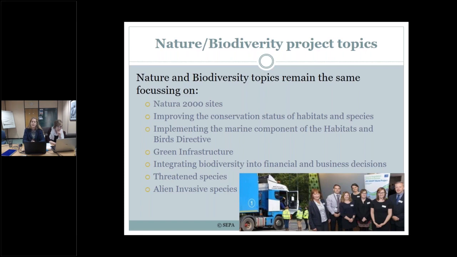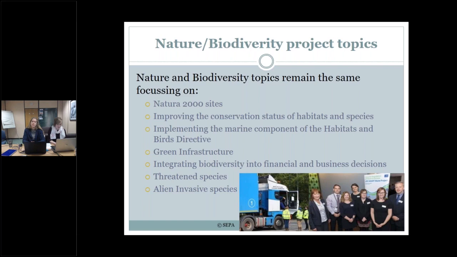LIFE biodiversity will also fund projects targeting alien invasive species. So please note that when you choose a project topic, you have to decide if it falls under LIFE nature or LIFE biodiversity. It cannot be both. And this is the case for all project topics.